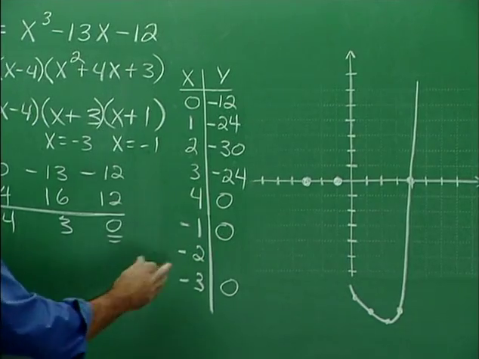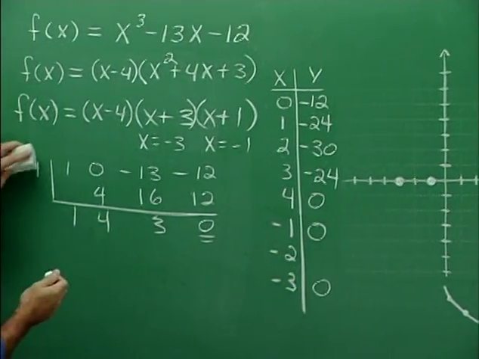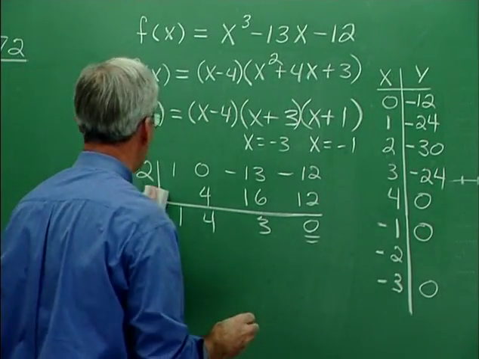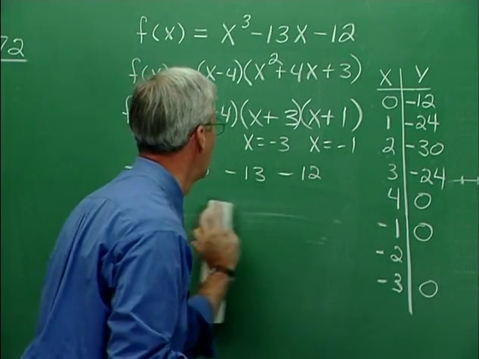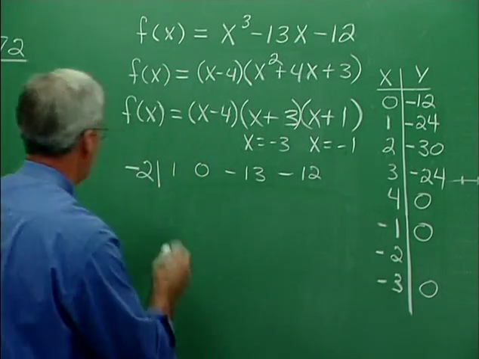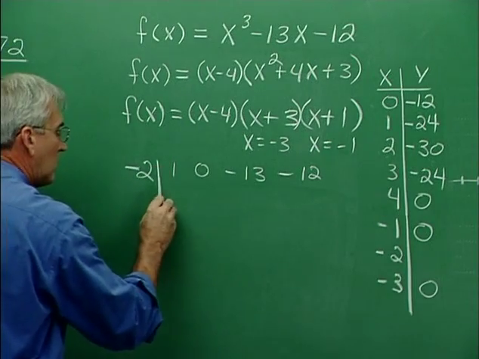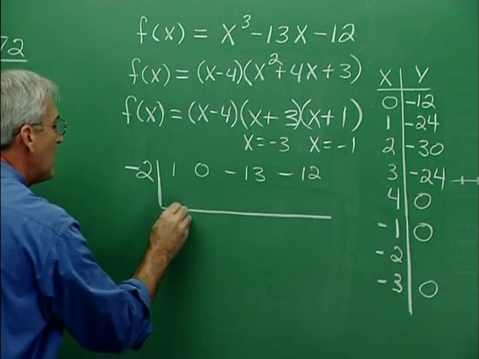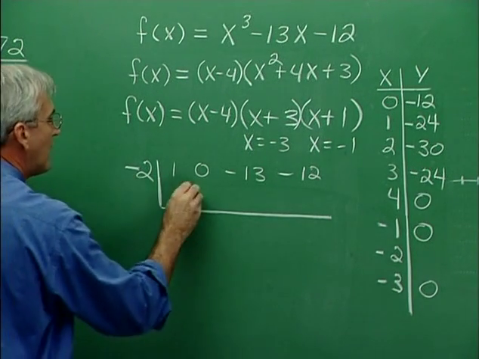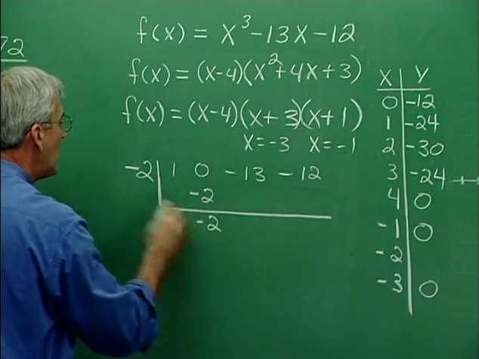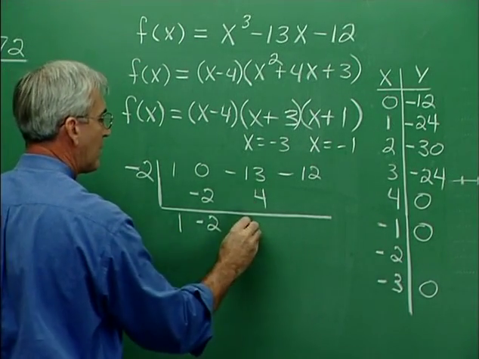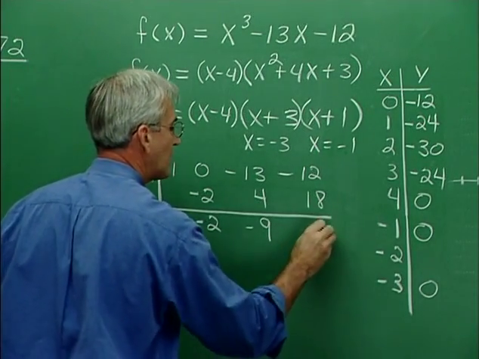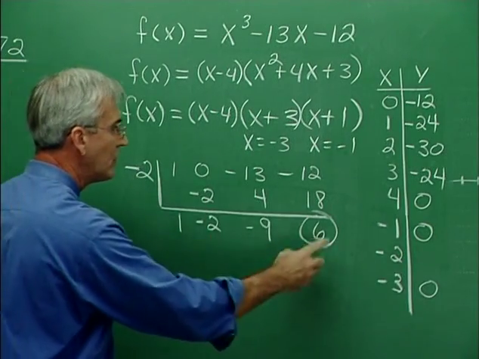All right, let's find f of the negative 2. And I'll just put in the negative 2 here and erase all this business. And away we go. The remainder is going to be positive, I'm thinking, because of the nature of the graph over there. But let's see. Bring down the 1. Negative 2 times 1 is negative 2. Together we get negative 2. Negative 2 times negative 2, 4. Together, negative 9. Negative 2 times negative 9, 18. 18 with negative 12 is 6. So f of negative 2 is 6.